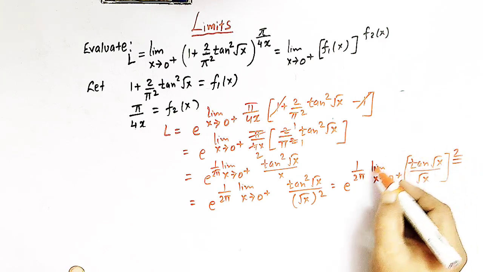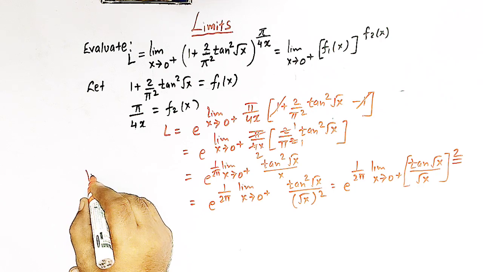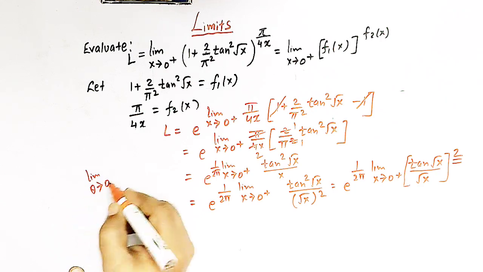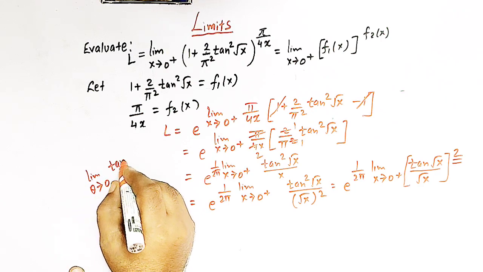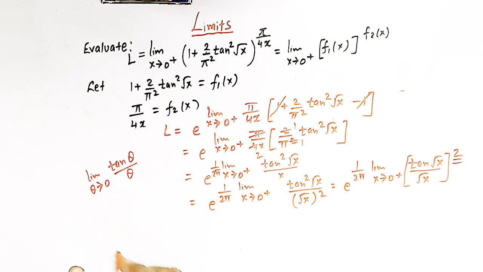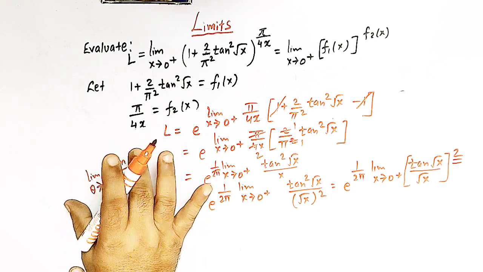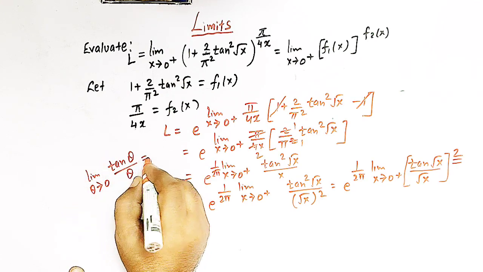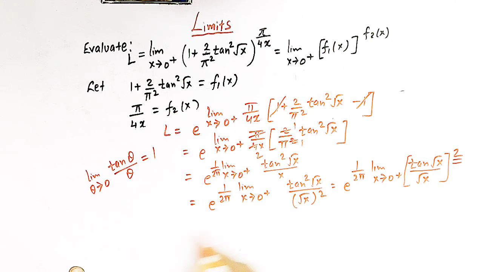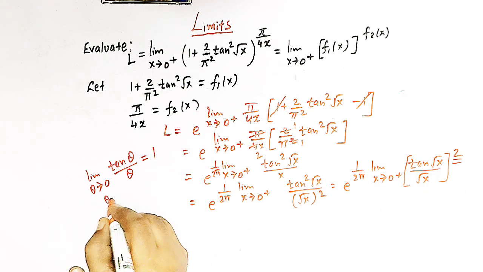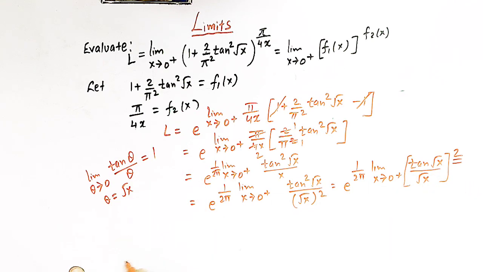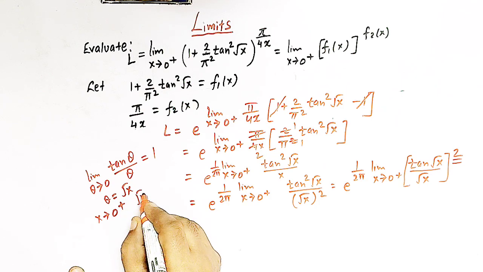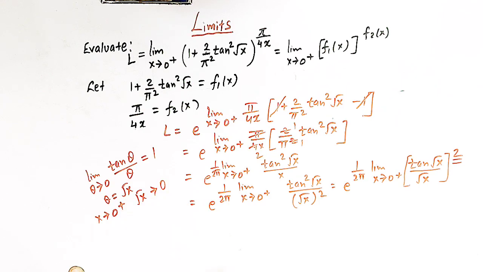Now see, this limit is of the form limit theta tends to 0 of tan theta over theta. So this is a standard result in limits, and this limit is equal to 1, right? And here theta is equal to square root of x. So when x tends to 0 from the right, x is equal to 0, then square root of x also tends to 0.